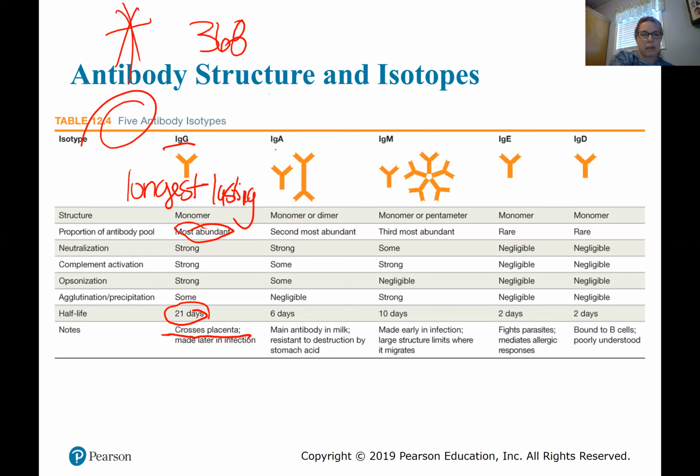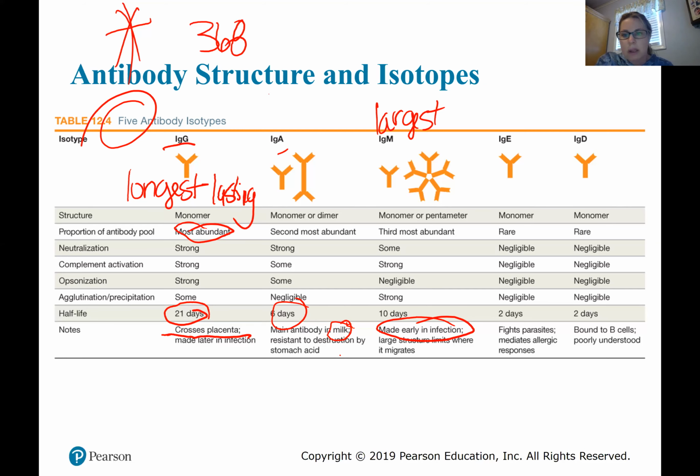IgA is the next one here. It has a half-life of only 6 days, but it is secreted in milk and other body secretions. Okay. IgM is going to be the largest in size, and it's also going to be the first responder. IgM is usually the first antibody produced.